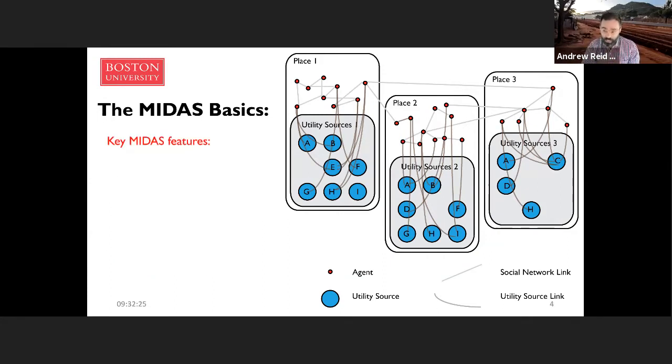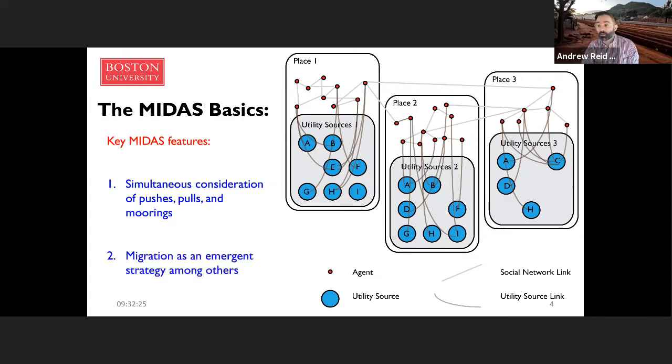And so key features of this approach are that it allows simultaneous consideration, simultaneous calculus of these different push, pull, and mooring factors, which you may see in other agent-based modeling approaches to migration, but often not simultaneous. So MIDAS is one of the earlier models to do this. And it allows migration then to be this emergent strategy rather than something that's kind of baked in and decided in advance, which I like.